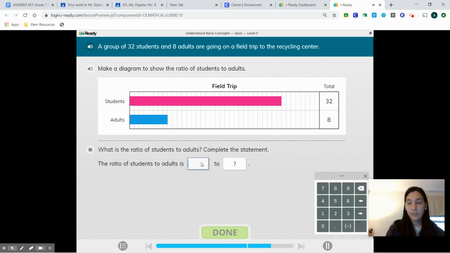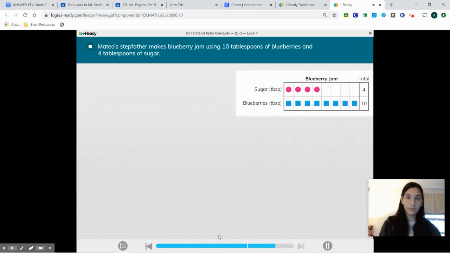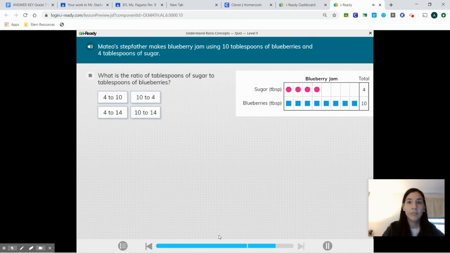What is the ratio of students to adults? And we're going to type in the statement. 32 to 8 right here, 32 students, 8 adults. Mateo's stepfather makes blueberry jam using 10 tablespoons of blueberries and 4 tablespoons of sugar. What is the ratio of tablespoons of sugar to tablespoons of blueberries? Right here from our chart, 4 sugar to 10 blueberries, so 4 to 10.